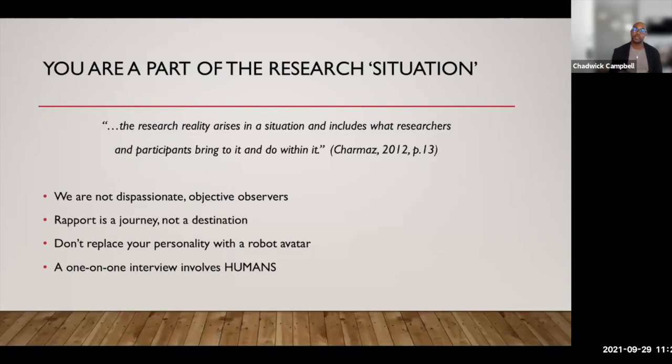As I mentioned earlier, rapport, again, is a journey. It's not a destination. You can't build rapport at the beginning of the interview and then forget to do the work to maintain it throughout the interview, because that is also really important.